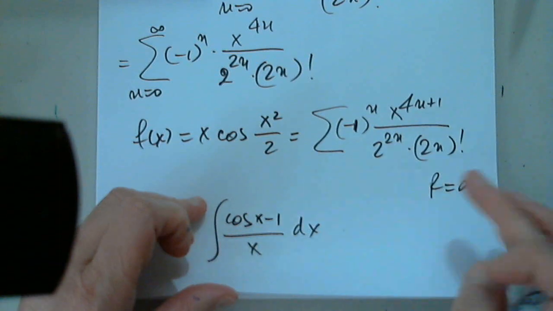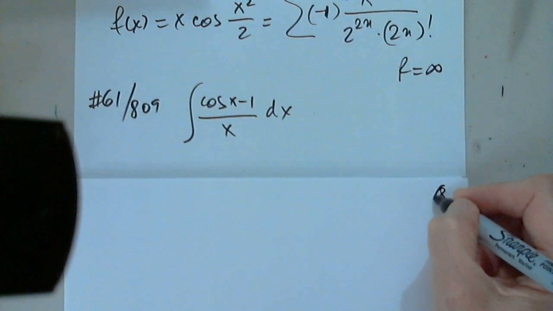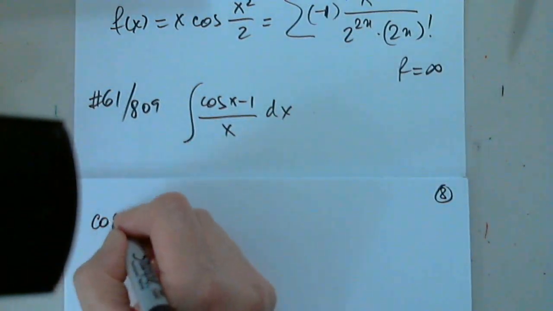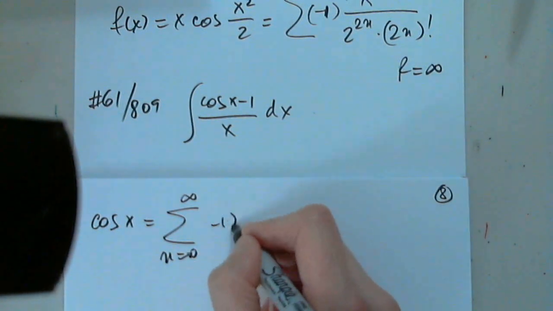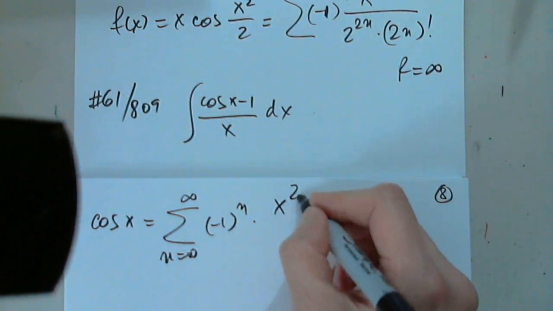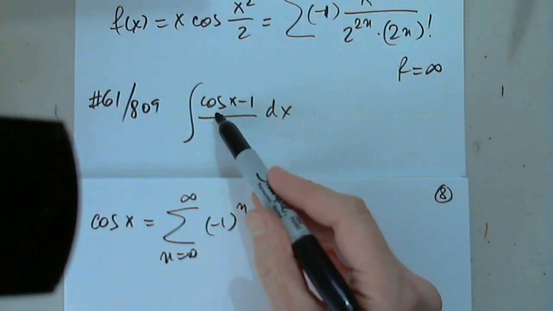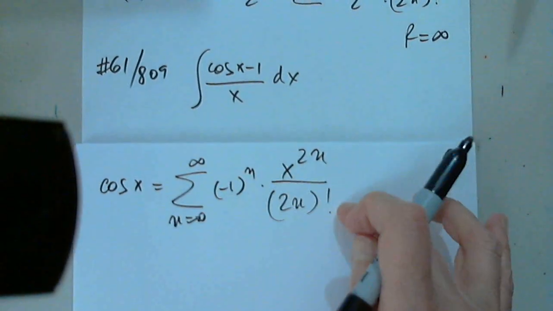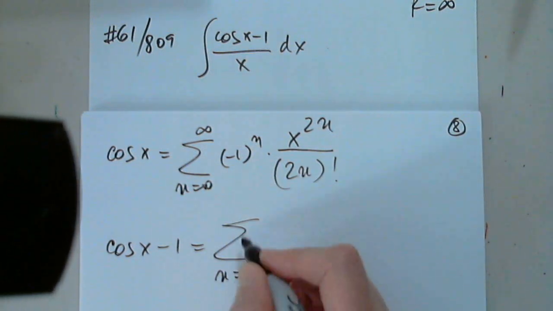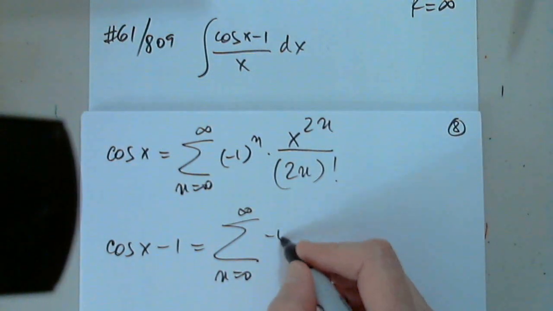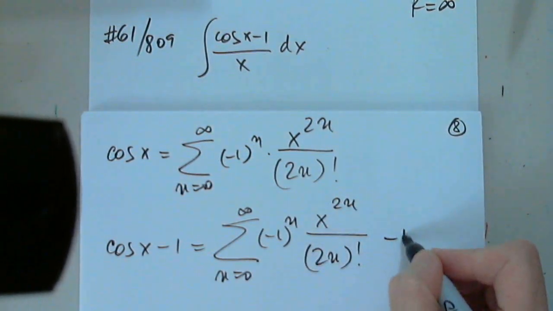So let's build the function first. Like before, we had that a minute ago. Cosine x, we know, has this Taylor series representation, (-1)^n x^(2n) divided by (2n)!. But now we want to determine cosine minus 1. So we're going to subtract 1 from both sides, and let's see what happens. Cosine x minus 1 will be the sum from n equals 0 to infinity of (-1)^n x^(2n) over (2n)! minus 1.